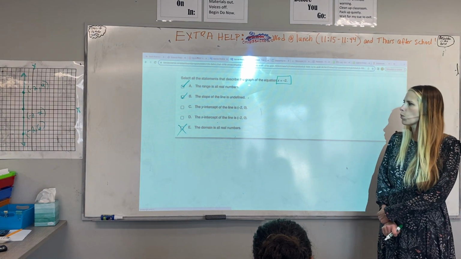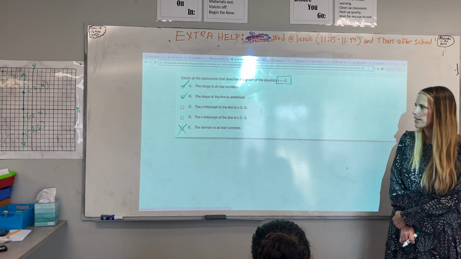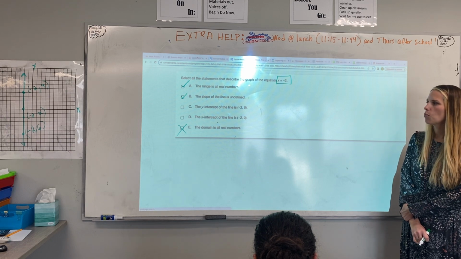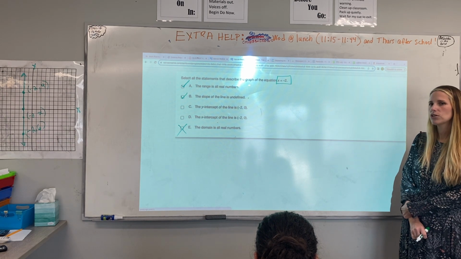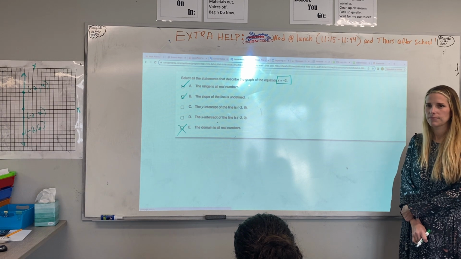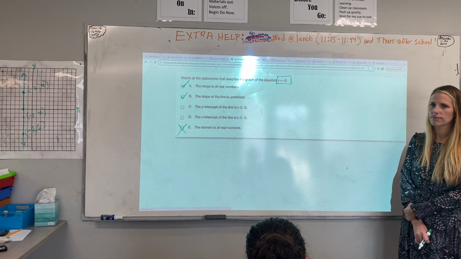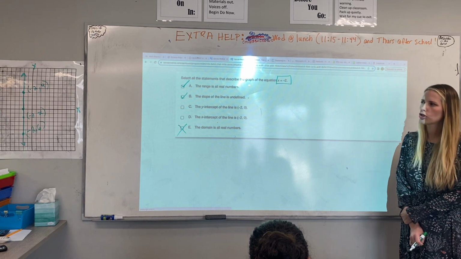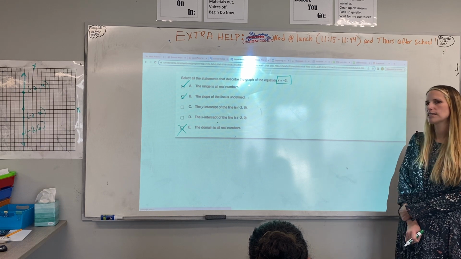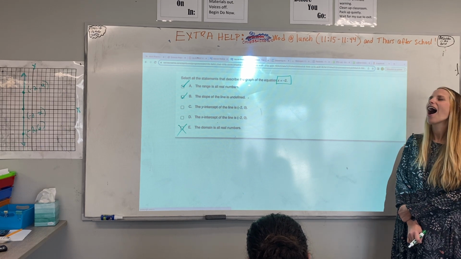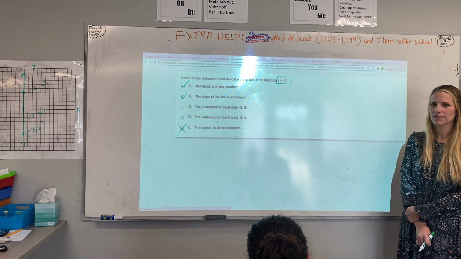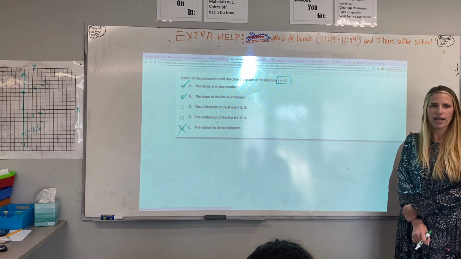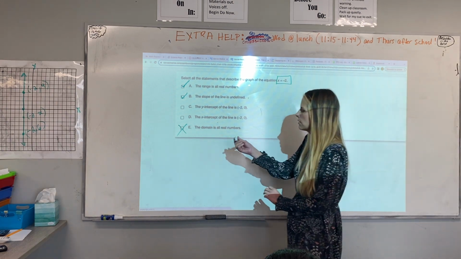Correct. Choice C, the y-intercept of the line is -2, 0. Emily, what do you think? The y-intercept of the line is -2, 0. You think it's true? Do you want to show me where that line is intersecting the y-axis? No, it's not true. Okay, and tell me why it's not true. Because it doesn't go through. Right? It never intercepts the y-axis, so it doesn't have a y-intercept. So this one would be false.